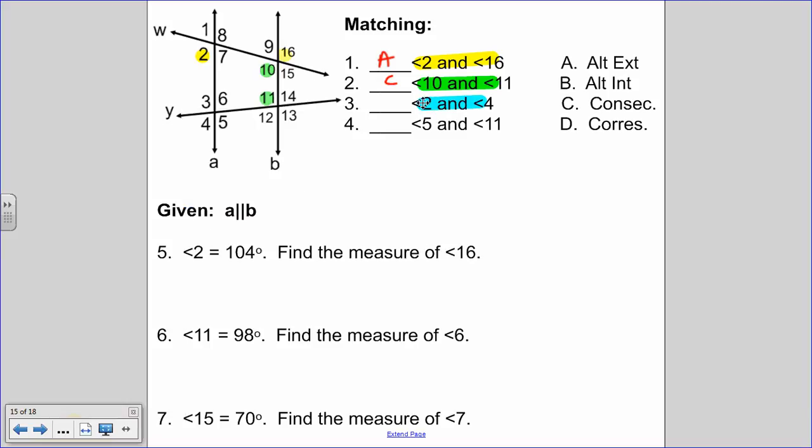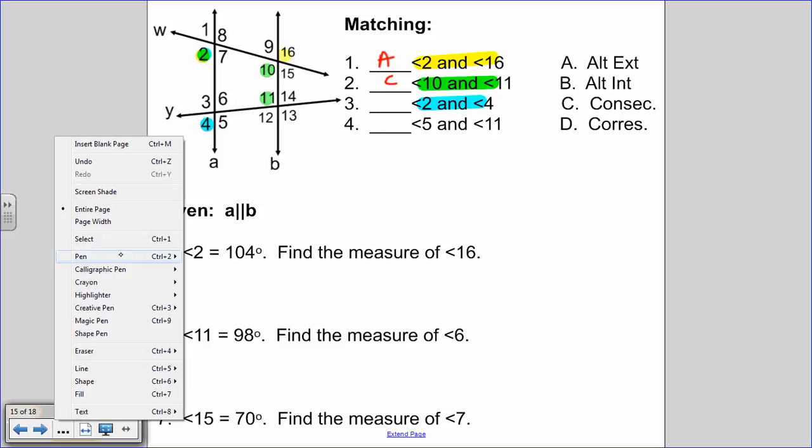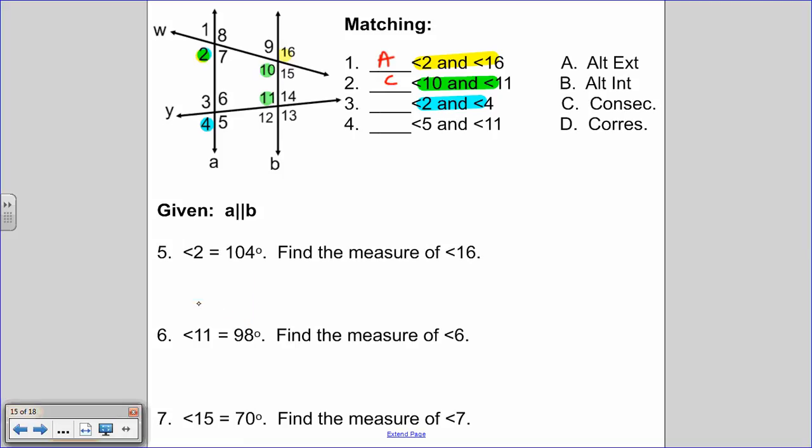Now let's look at 2 and 4. Here's 2, here's 4. They're not both interior angles, but they're both on the left of A, and one is below W and the other one is below Y. So that's same side, same position. So that means they're corresponding, which is D.